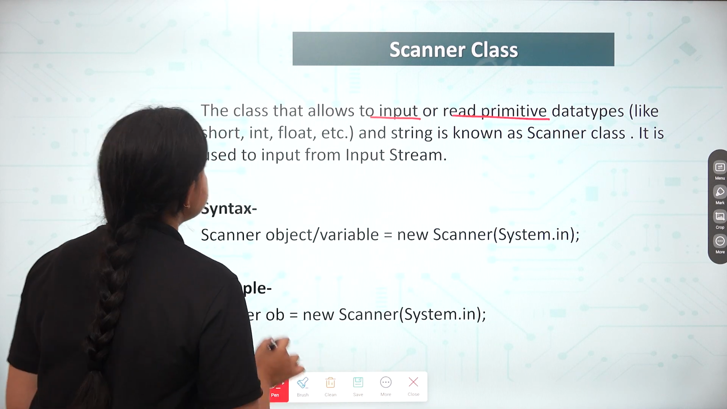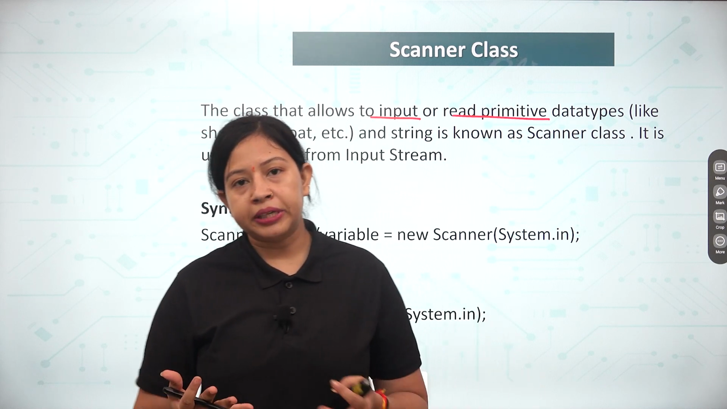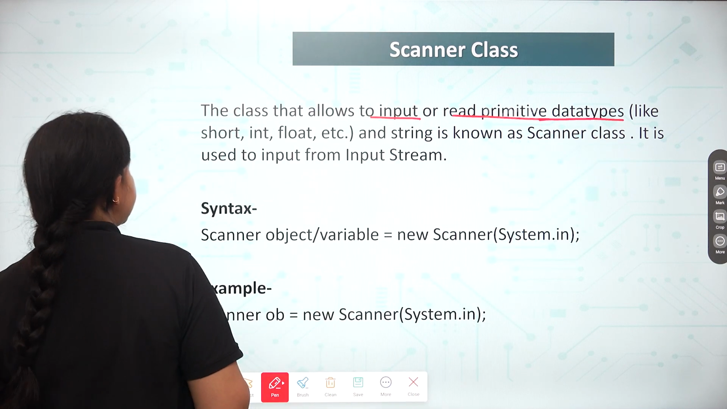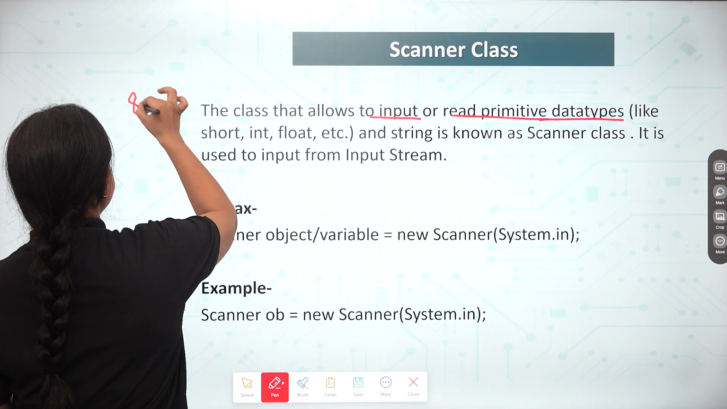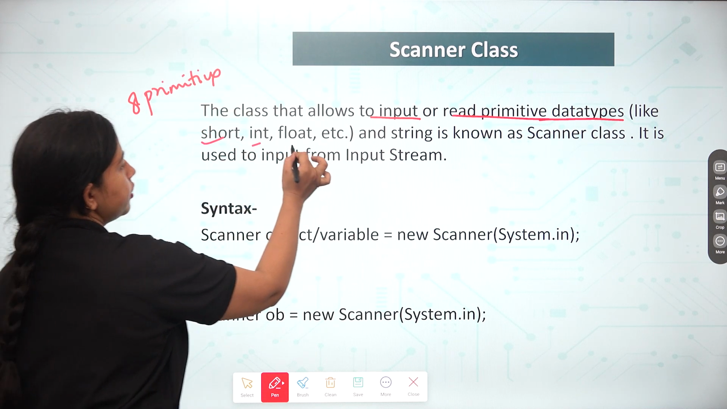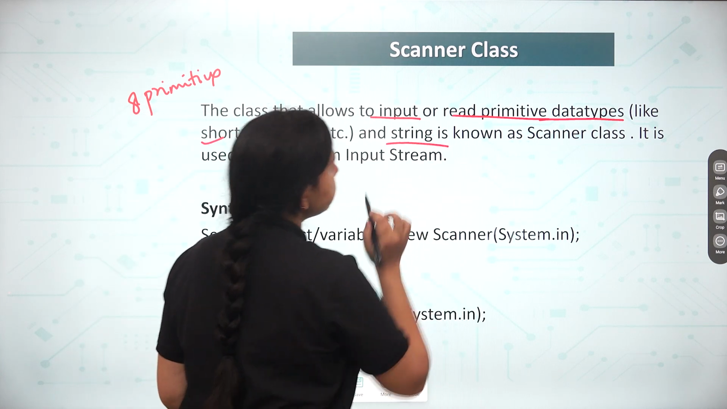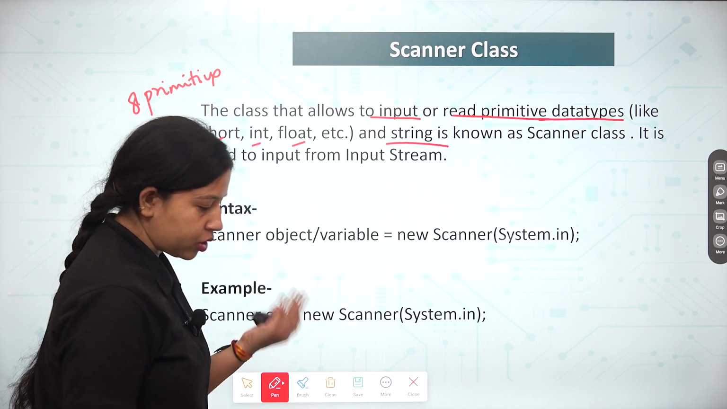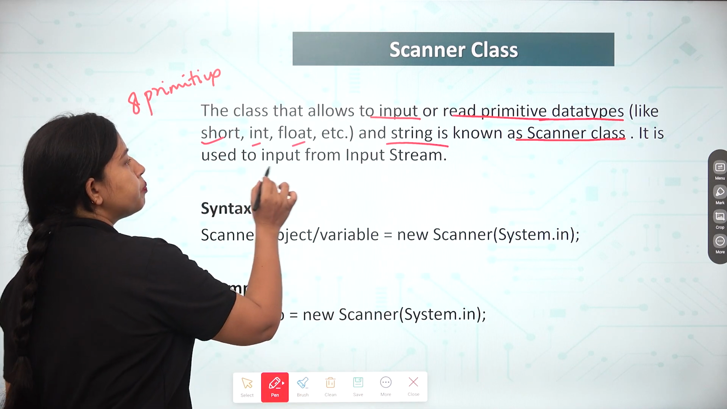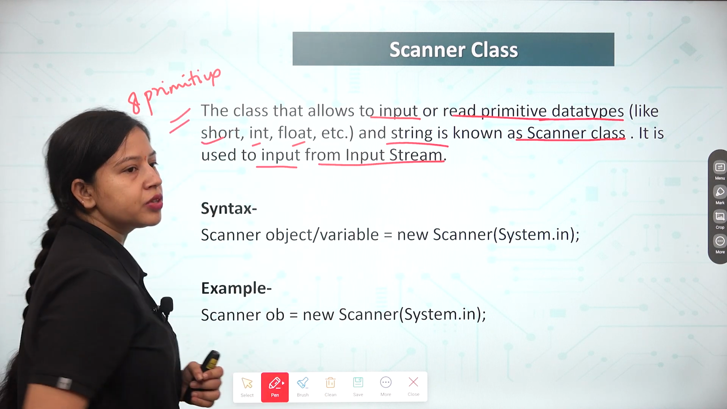It reads primitive data types. What exactly is a data type? A data type tells the type of the data. There are 8 primitive data types. A few have been mentioned: short, int, float, double, long, boolean. Along with that, it also provides the String method, which comes under the Scanner class. It is used to take input from the input stream. So this is the main definition of the Scanner class.